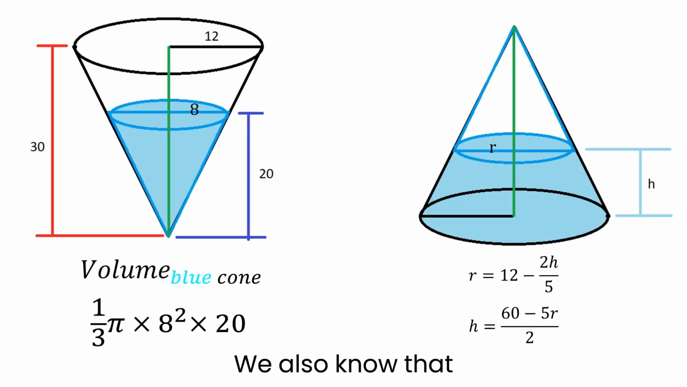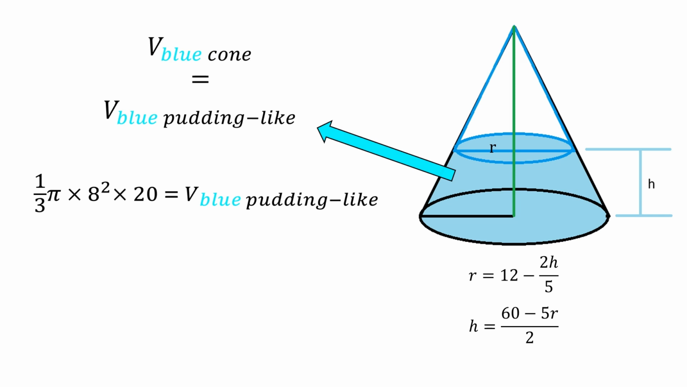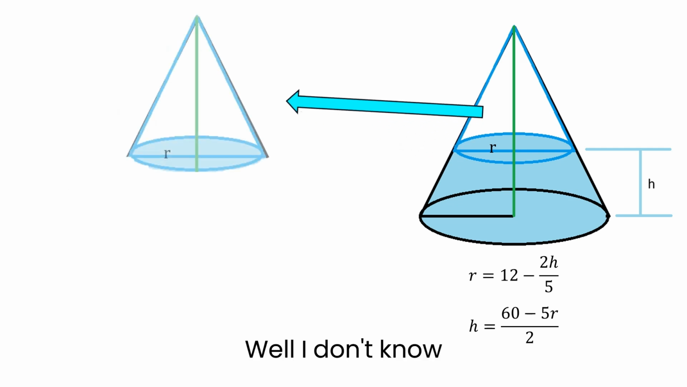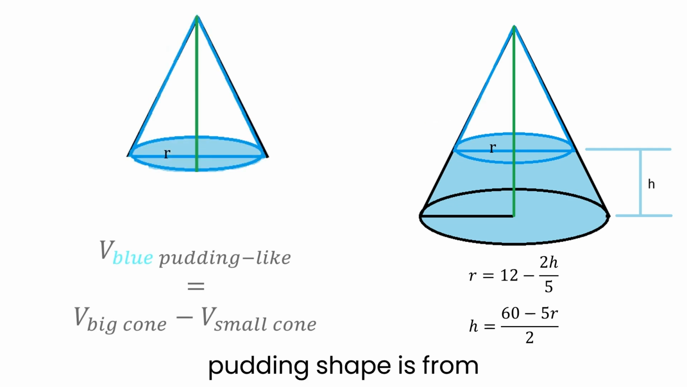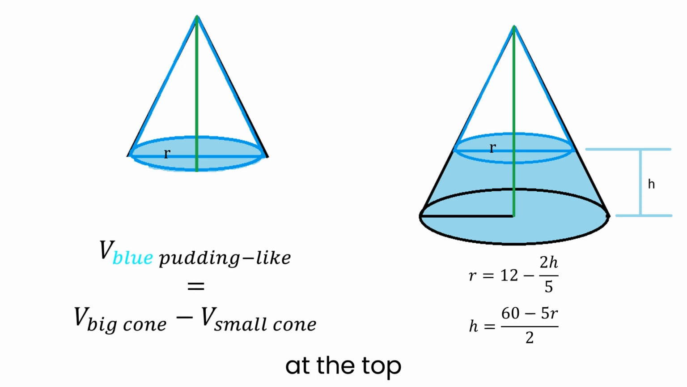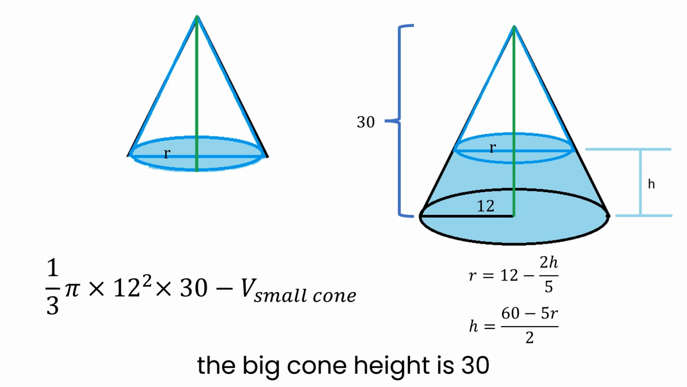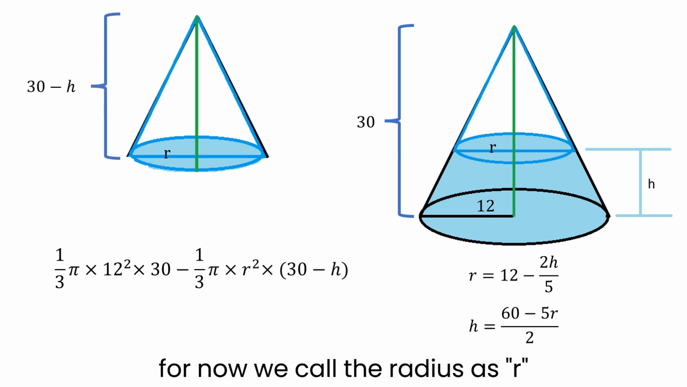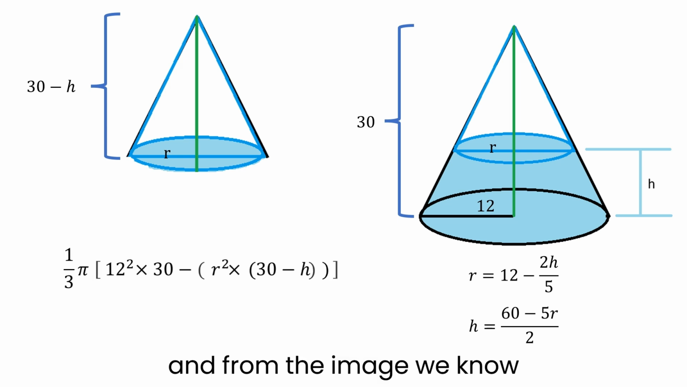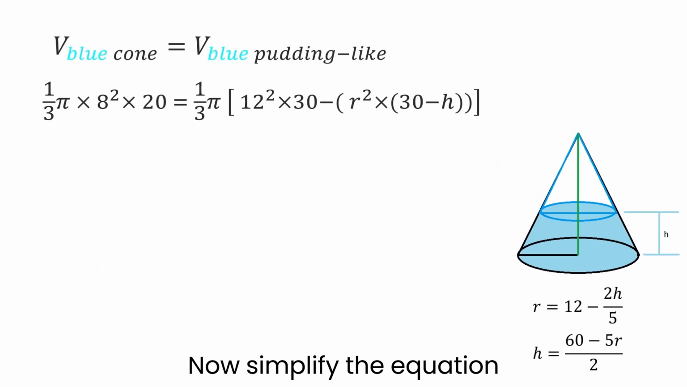We also know that the liquid volume from the first image equals that of the second image. But for the second image, the liquid looks like a pudding shape. Well, I don't know the formula for the pudding shape. What I know is that the pudding shape is a big cone with a small cone cut off at the top. From the first image, we know the big cone height is 30 and the radius is 12. For the small cone, for now we call the radius R, and from the image we know the height is 30 minus h. Now simplify the equation.